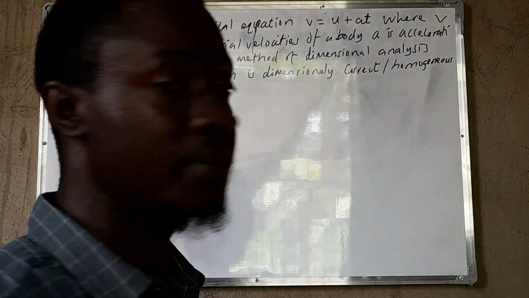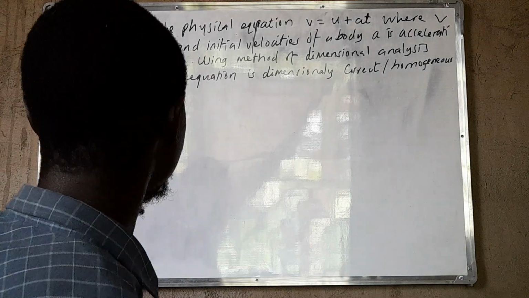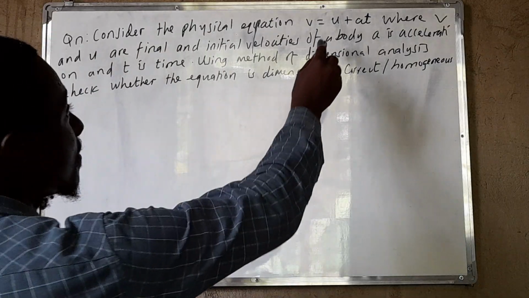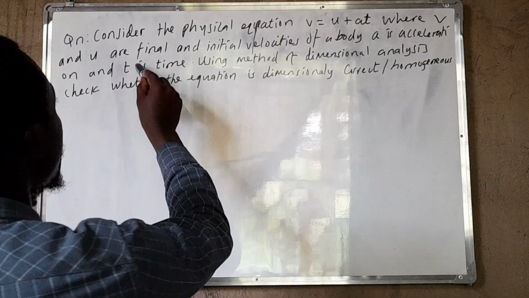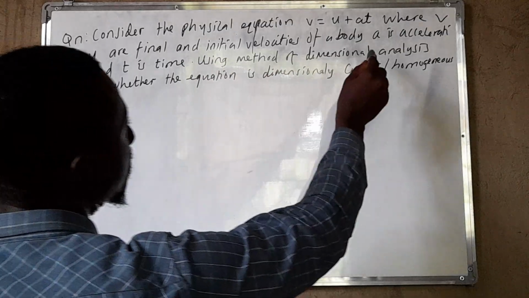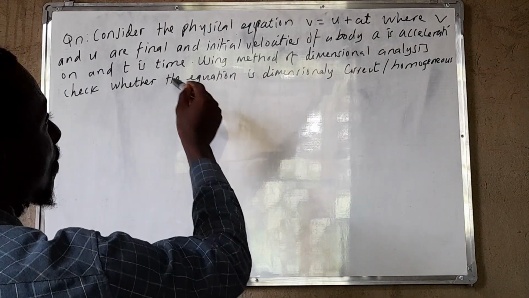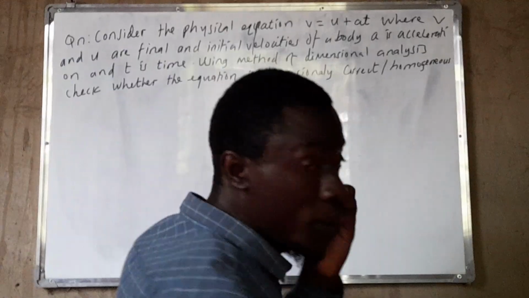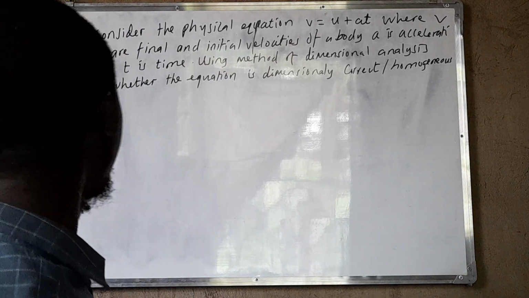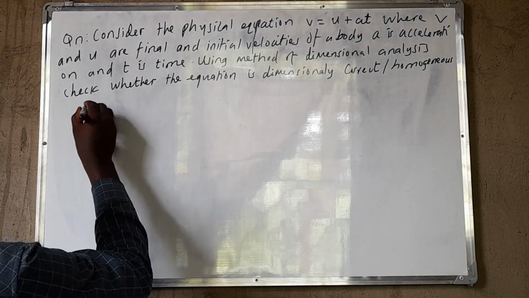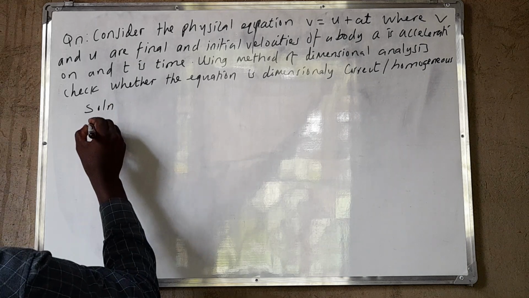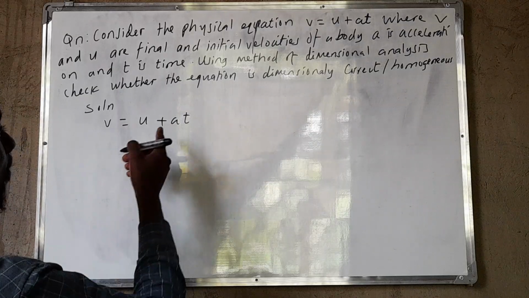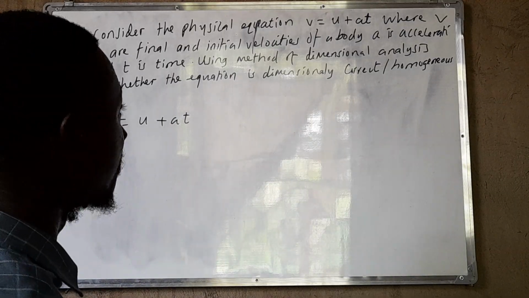To understand more what we are talking about, let's consider the physical equation V = U + AT, where V and U are the final and initial velocities of the body, A is acceleration, and T is time. Using the method of dimensional analysis, check whether the equation is dimensionally correct or homogeneous. The solution: we have the given equation V = U + AT.